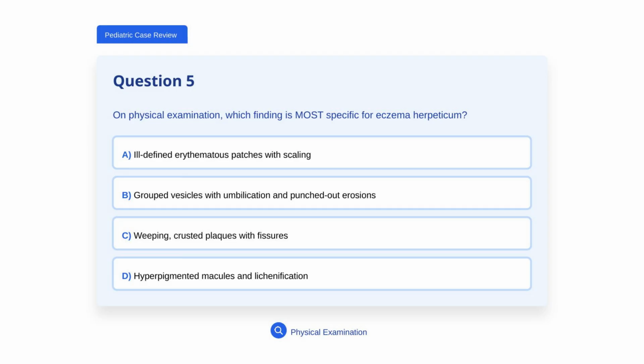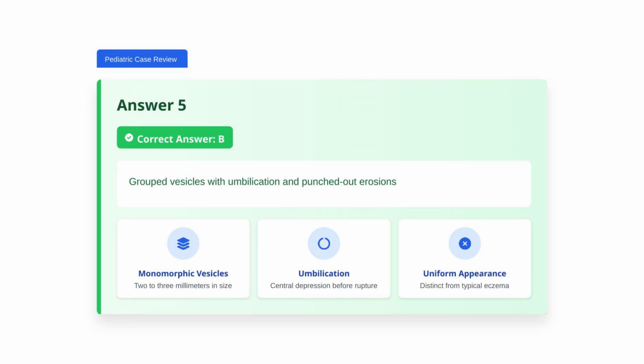Is it ill-defined erythematous patches with scaling, grouped vesicles with umbilication and punched-out erosions, weeping, crusted plaques with fissures, or hyperpigmented macules and lichenification? The correct answer is B. Grouped vesicles with umbilication and punched-out erosions are the most specific examination findings in eczema herpeticum. These monomorphic vesicles are typically 2 to 3 millimeters in size and appear in clusters. Their uniform, punched-out appearance after rupturing is distinctly different from the polymorphic nature of typical eczema lesions. This characteristic appearance is key to clinical diagnosis.